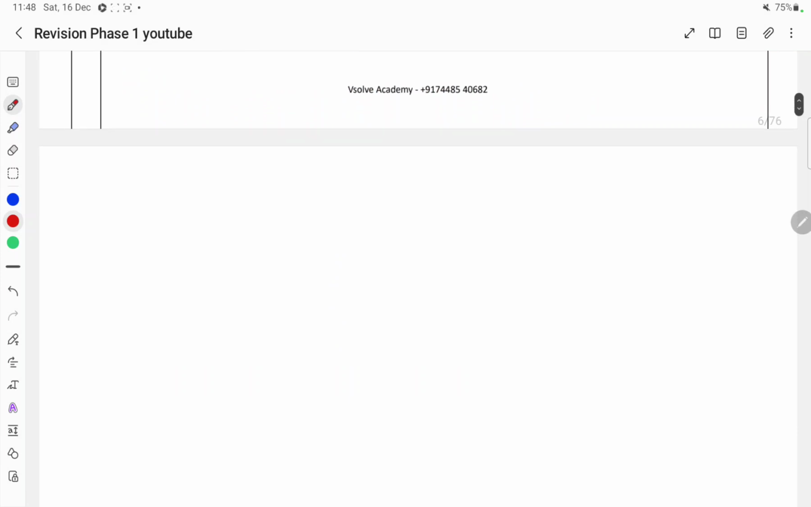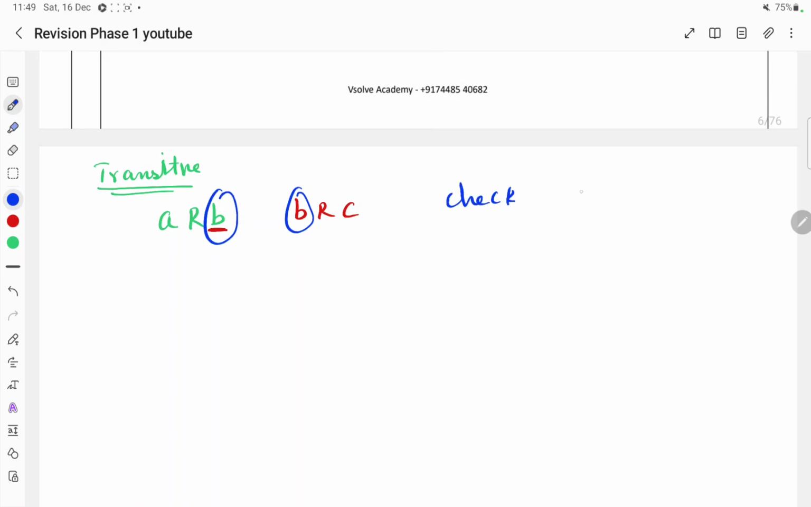So next, coming to the transitive. For transitive, A should be related with B, then whatever we have here same number, B should be related with C. Then we have to check whether A is related with C or not. For this we can take one example.